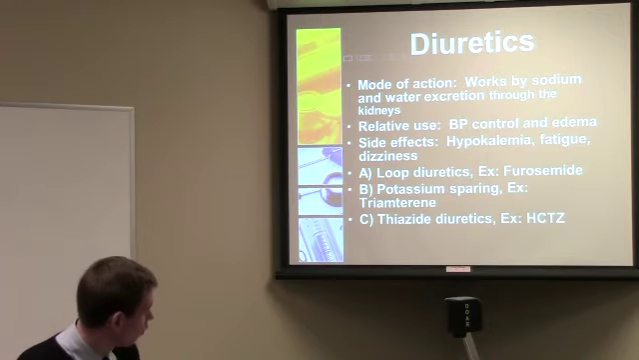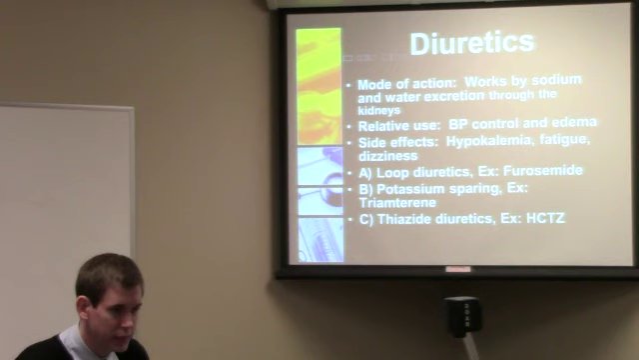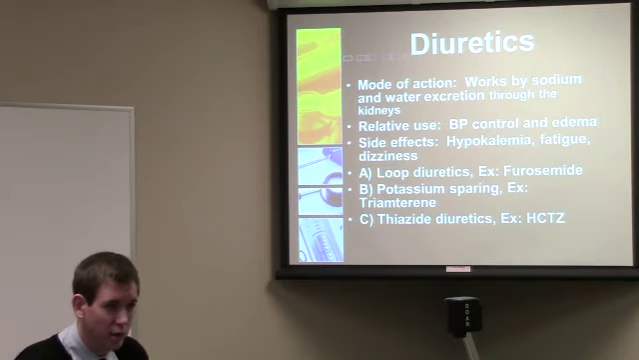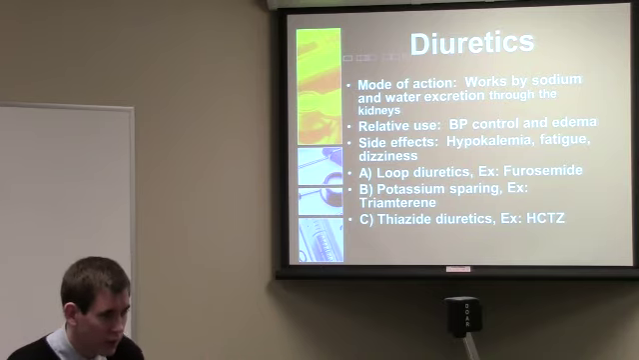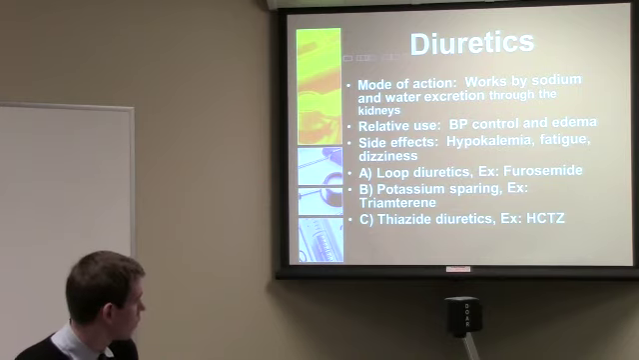Blood pressure control. Now, something that we'll look at with the JNC 7 report in a few moments is that one of the first drugs that they recommend to start the patient on is a diuretic. So lifestyle modification, diuretic. But we'll actually take a look in just a few moments at the recommendations by the JNC 7 report.